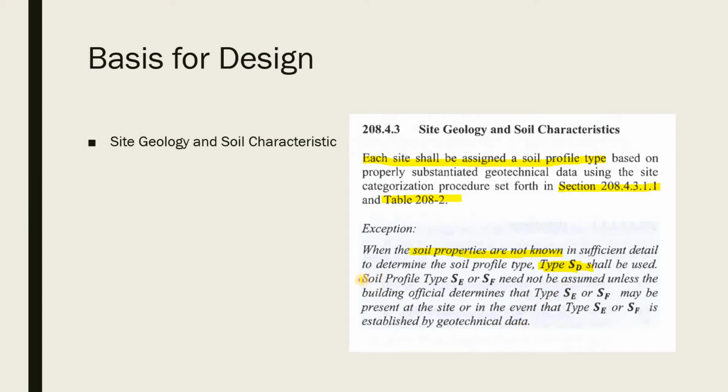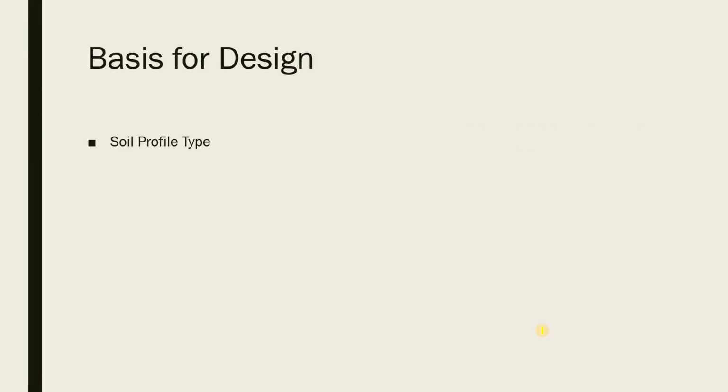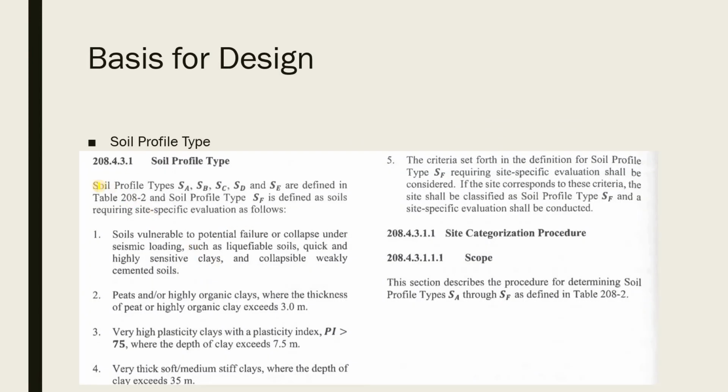Pero, soil profile type S sub E or F need not be assumed, unless the building official determines that type SE or SF may be present at the site, or in the event that this soil profile type is established by geotechnical data. Okay, so here are the soil profile types. Soil profile type A, B, C, D, and E are defined in table 208-2.